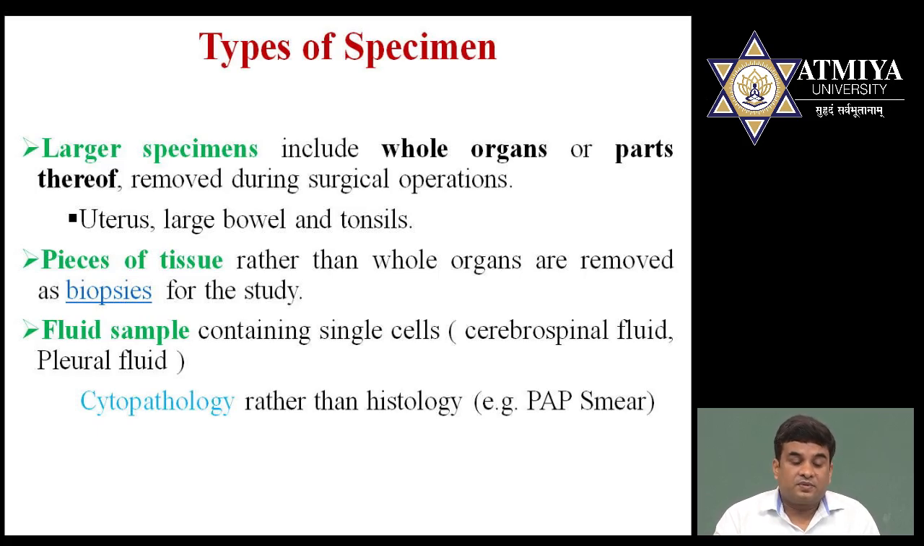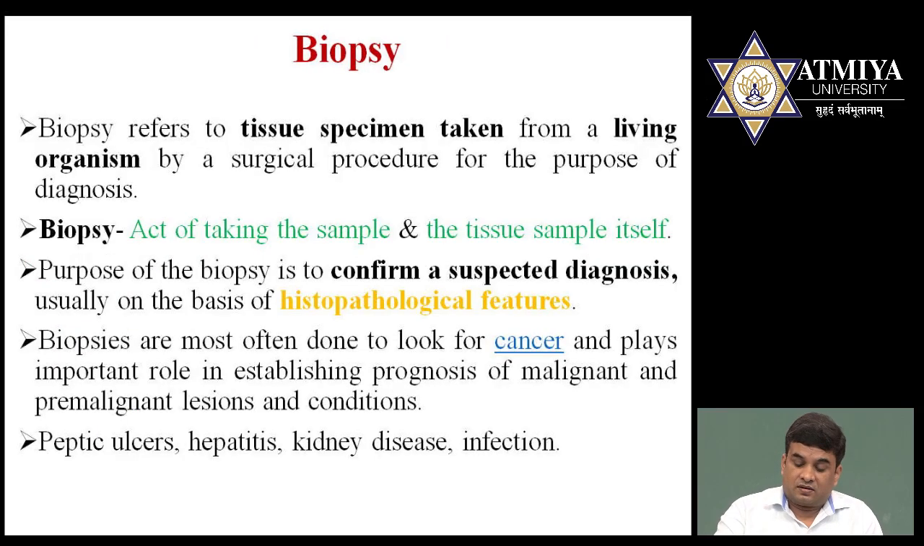The last type is the fluid sample. Fluid sample means you are collecting body fluid like pleural fluid and cerebrospinal fluid. These fluid samples can be used in the laboratory, but here you are not using any histology section, because you are collecting the samples as single cells, and you just make a smear on the glass slides and send it for analysis.